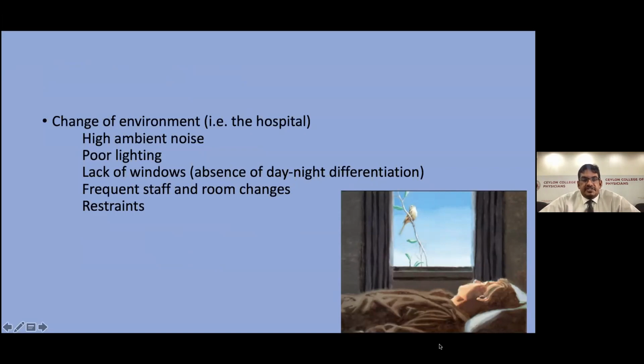Especially, we need to be concerned about the change of environment, especially the hospital, where there is a lot of noise coming from the healthcare workers, doctors, nurses, attendants, the trolleys, and various other things like procedures that are done on patients, which causes a lot of noise. Poor lighting, lack of windows causes an absence of day-night differentiation that will give rise to the alteration of the circadian rhythm, which we spoke of in the system failure hypothesis. Frequent staff and room changes. Patient is shifted from ward to ward, general ward to cardiac ward, from the cardiac ward maybe to a surgical ward, and ultimately to the general medical ward. And again, frequent staff changes, shifts, and also various new people coming into the management, and restraints.